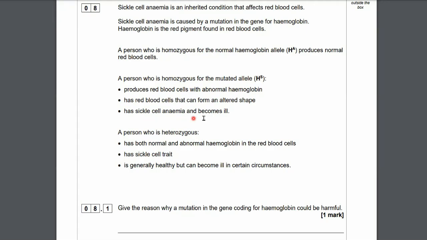So, question 8.1, that is, give the reason why a mutation in the gene coding for hemoglobin could be harmful. What's the job of hemoglobin? Do you remember from Unit 2 and your paper 1 exam? Hemoglobin is a pigment that picks up and holds oxygen in the red blood cells. If you have a mutation in the gene coding for hemoglobin, its shape may be changed and it may not be able to carry as much oxygen. So we need to be able to say reduced amount of oxygen transport. So if hemoglobin has the wrong shape, it will not be able to carry as much oxygen. And that's our answer.